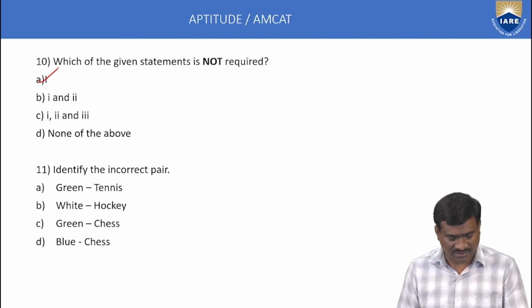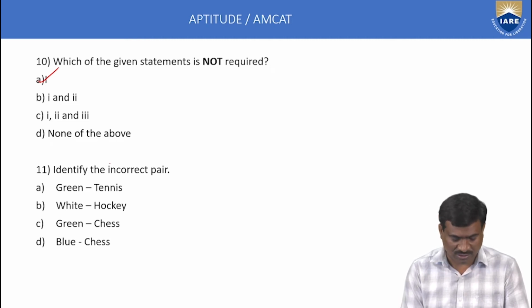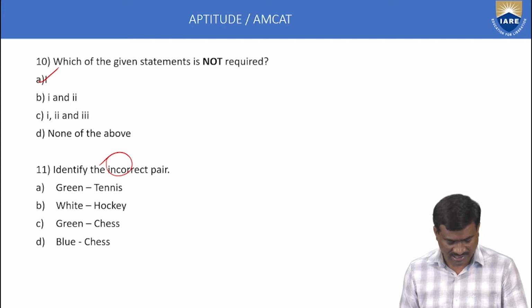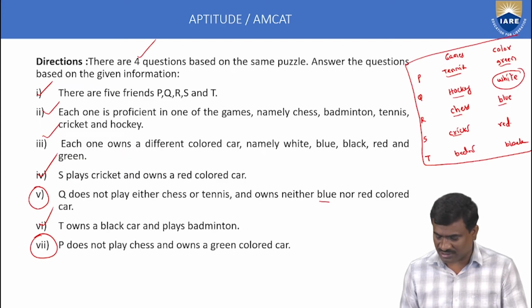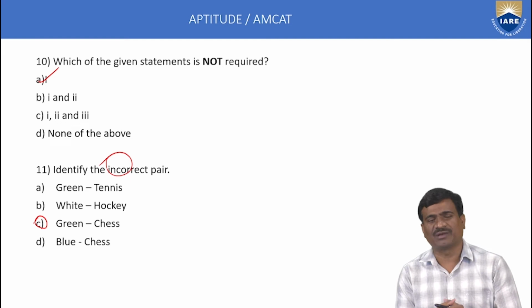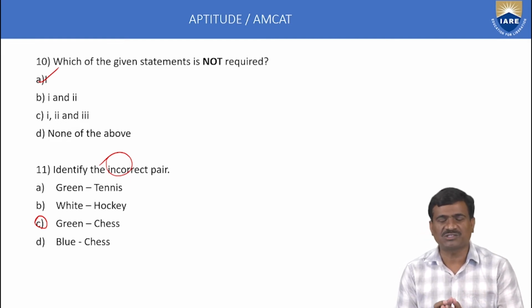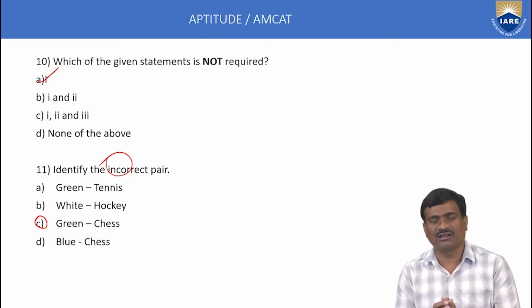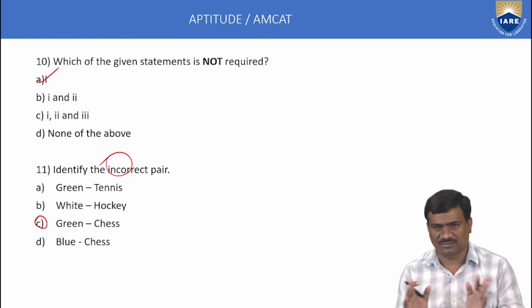Next, identify the incorrect pair, meaning the wrong option. Here, first, green tennis is correct. Next, white hockey is exactly correct. Next, green chess, no, that is not correct. Chess and blue is the correct pair, but not green, so option C. This is about the puzzle test method. One puzzle, 4 questions, 4 marks. It is one of the most important topics in logical ability or analytical ability or data arrangement.